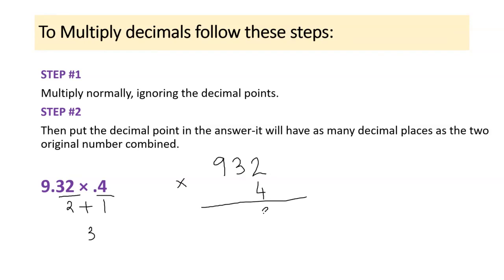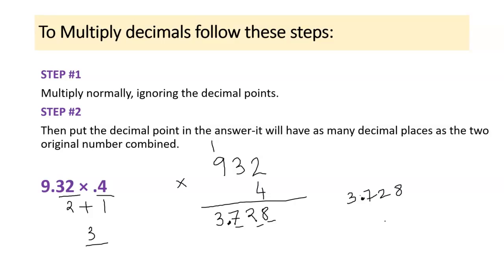4 times 2 is 8. 4 times 3 is 12. Write the 2, put the 1 on top of the 9. 4 times 9 will be 36. 36 plus 1 is 37. So when I multiply as a whole number, I'm getting 3,728. Time to put the decimal back. 3 places. So from the back, you will count 3 times: 1, 2, and 3. This is where your decimal goes. Your final answer should look like 3.728. That's your final answer.